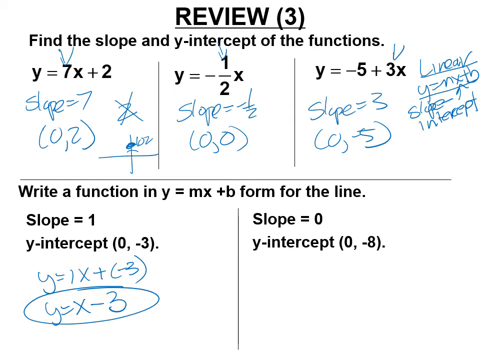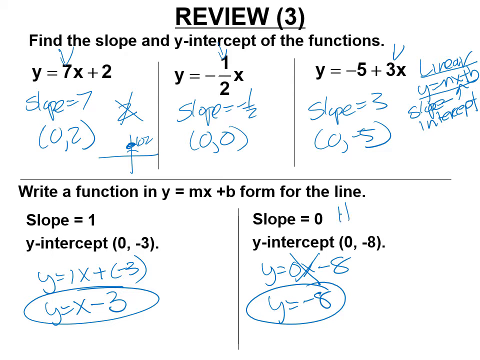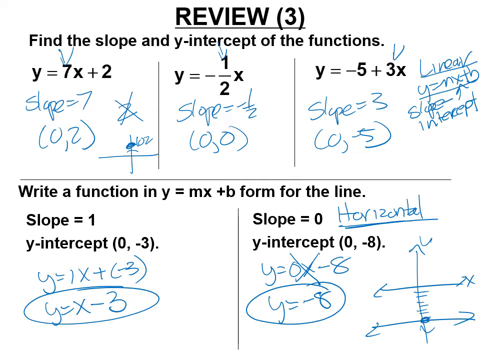Okay. This is y equals 0x minus 8. Well, what's 0x? 0 times x is 0. What's 0 minus 8? Well, this is, where did x go? What kind of lines have a slope of 0? Horizontal line. This is a horizontal line. There's the x-axis and there's the y-axis. And there is a horizontal line down at -8 that looks like that.